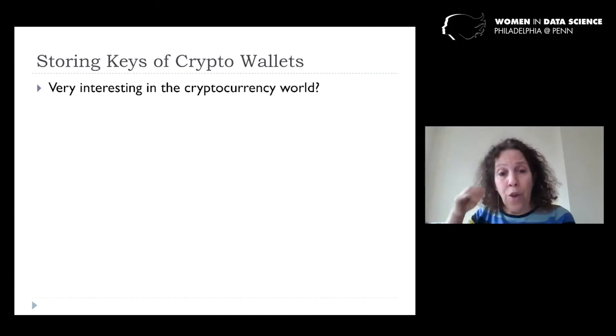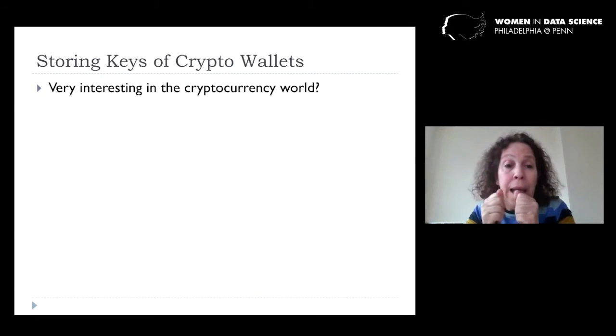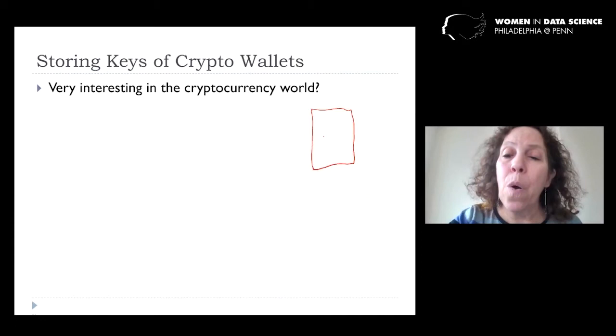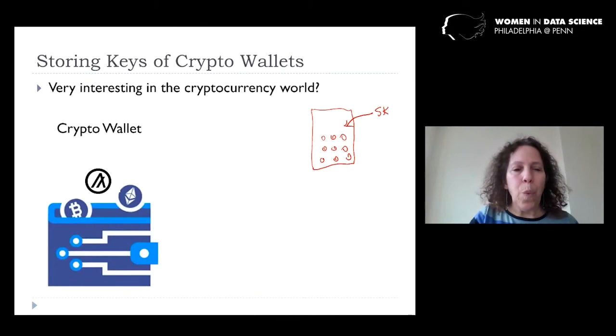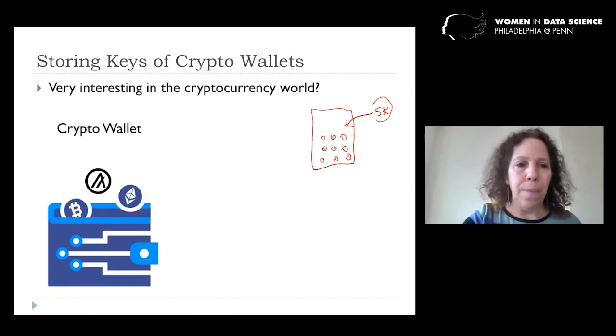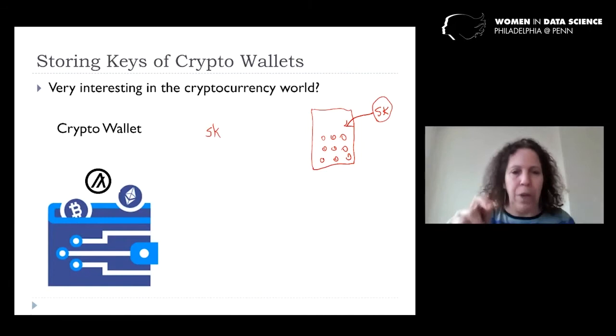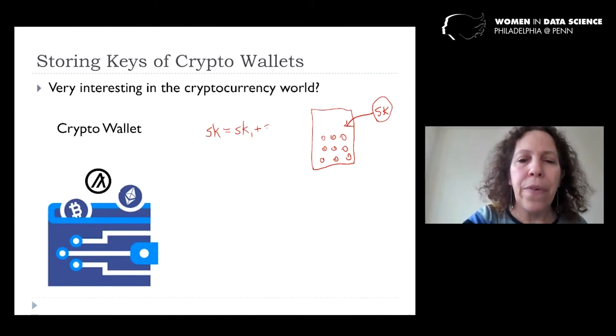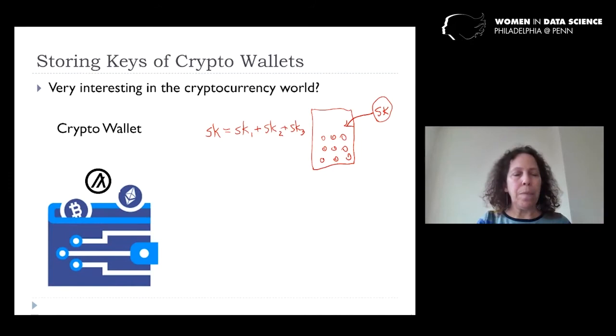So you don't really want to keep this secret key in a place where somebody can attack it, right? If this is your wallet on your phone, you don't want your secret key to be in here, because you might lose it, okay? So what would you want to do? You would want to take this secret key and split it up. Like Alice split her salary, split it into secret key one plus secret key two plus secret key three, okay?